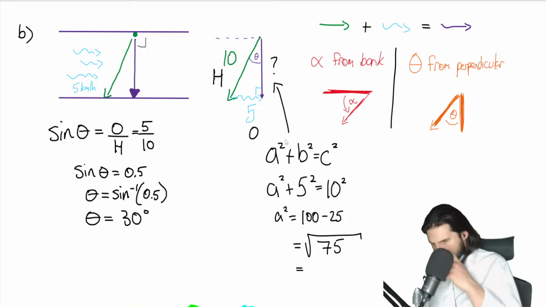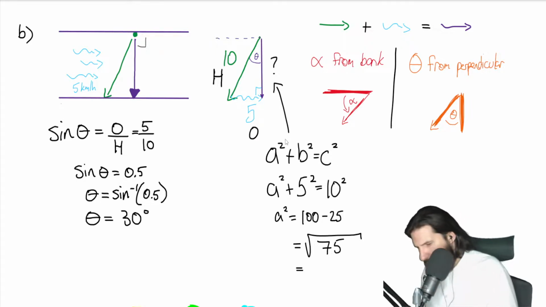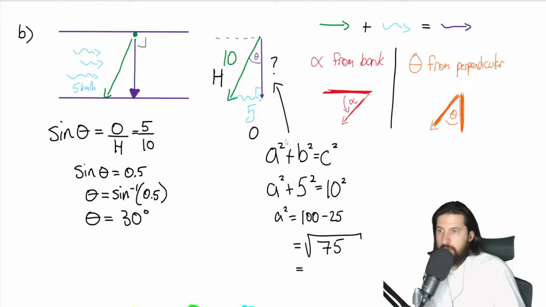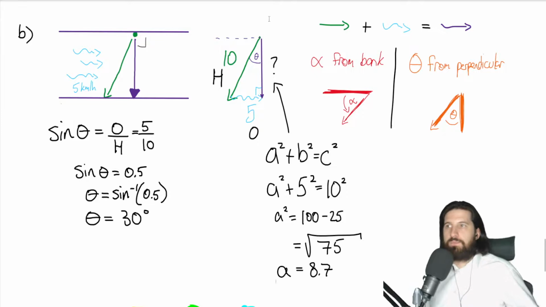So it's a little bit bigger than 8, a little smaller, like 8.5-ish. The square root of 75 is 8.66, so 8.7. And so that is A.